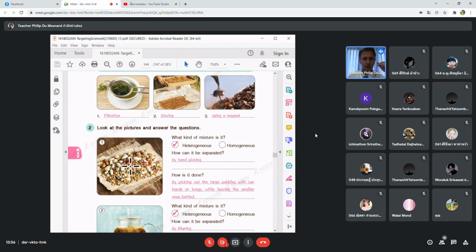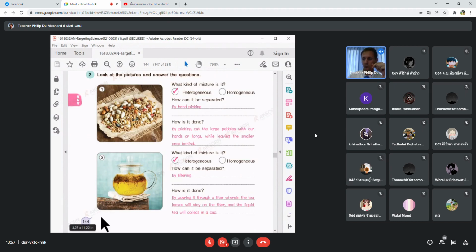So if it's one color, it's homogeneous. So I see 5 or 6 colors, so it's heterogeneous. Now we cannot use a magnet because they are not magnetic. We cannot use distillation. You cannot boil this, but you can use hand picking because it has different colors. Okay, so that is for this page 144. You can study it. It's not very important, but you can study it. So it's just a check. So 144, you can just make a check on this page.